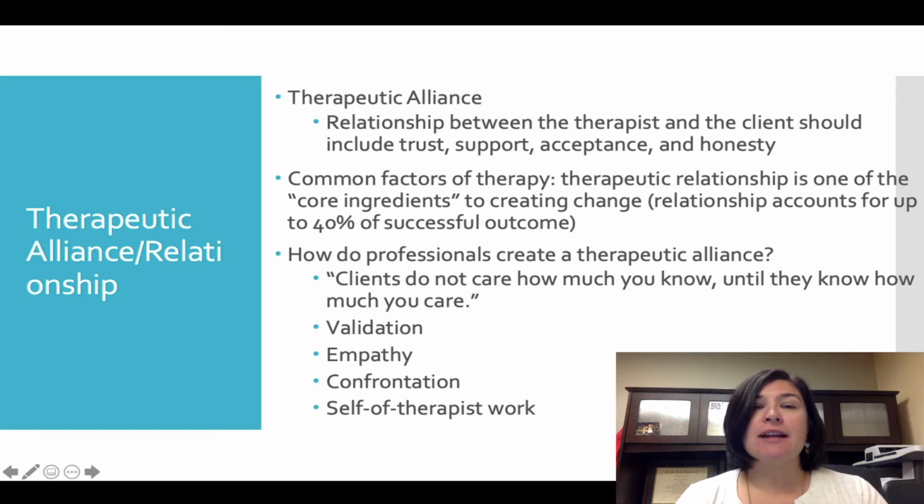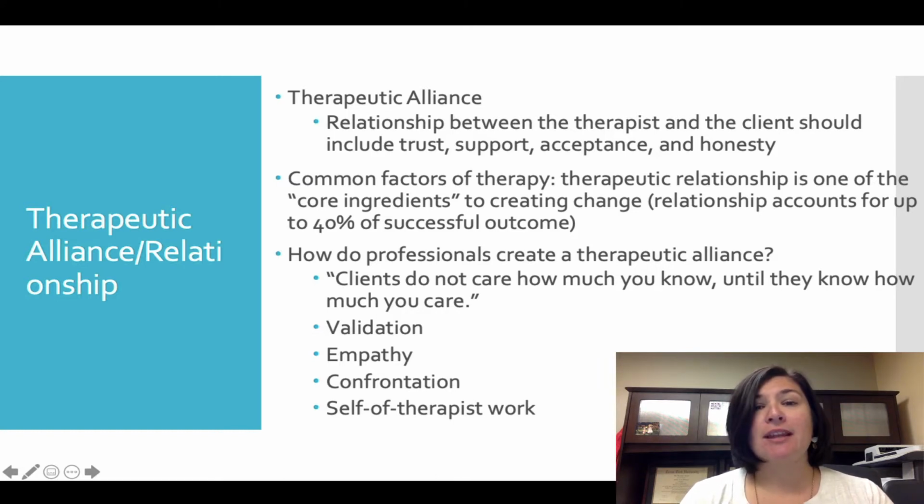A therapeutic alliance is the relationship between the therapist and the client, and it needs to include a feeling of trust, support, acceptance, and honesty. Without these, it's very hard to do any other kind of treatment approach if there is not a therapeutic relationship that is strong. Common factors of therapy: the therapeutic relationship is one of the core ingredients in order to create change within the client. The relationship accounts for up to 40% of a successful outcome.